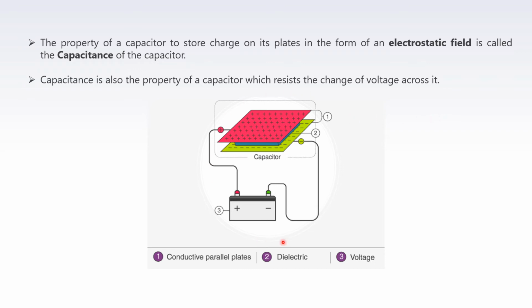Here you can see the diagram where one pink color and one green color plate is shown. So these two plates are called as capacitor metallic plates. It is shown by the number 1. Those are conductive parallel plates. Number 2 is the dielectric. Dielectric is separating these two plates and storing the charge. Okay, so that is why it is called as energy storage device. Dielectric can be mica, polypropylene, air, oil. So these can be used as a dielectric.